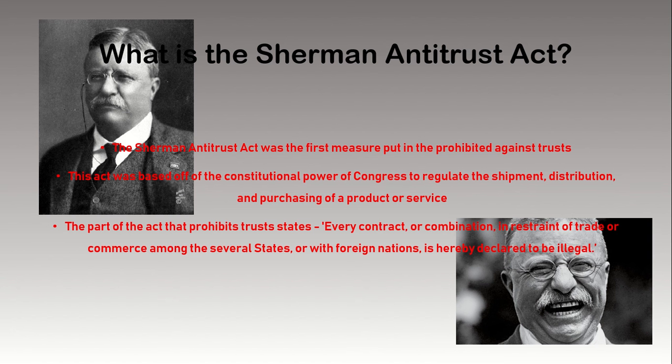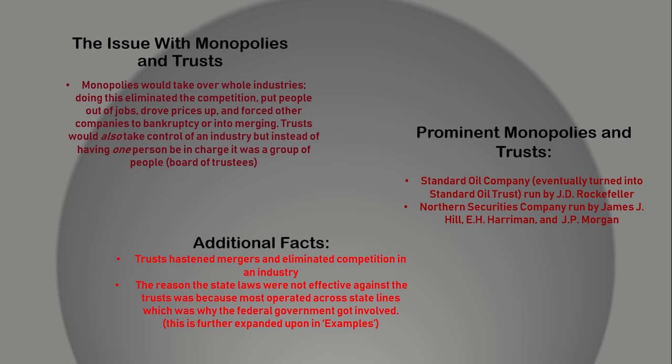What is the Sherman Antitrust Act? The Sherman Antitrust Act was the first measure put in that prohibited trusts. This act was based off of the constitutional power to regulate the shipment, distribution, and purchasing of a product or service. The part of the act that prohibits trusts states, every contract or combination in restraint of trade or commerce among several states or with foreign nations is hereby declared to be illegal.